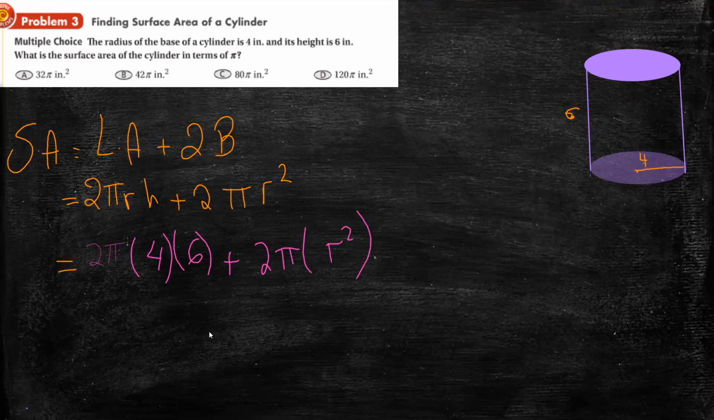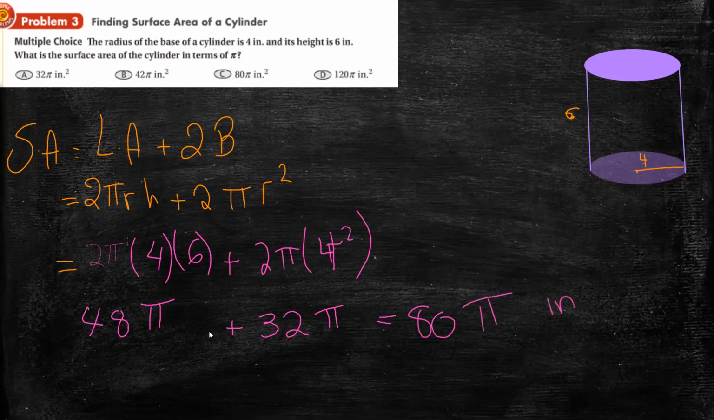Now 4 times 6 is 24. 24 times 2 is 48π. Plus r, we said it is 4, so 16 times 2, 32π. Then after you add them, 80π inch squared. So this will be now the surface area of the cylinder. Is it clear? Yes, teacher. So the correct answer here is C.